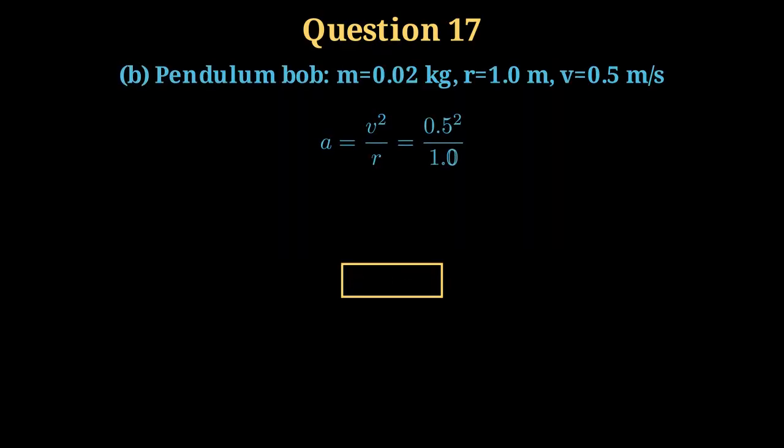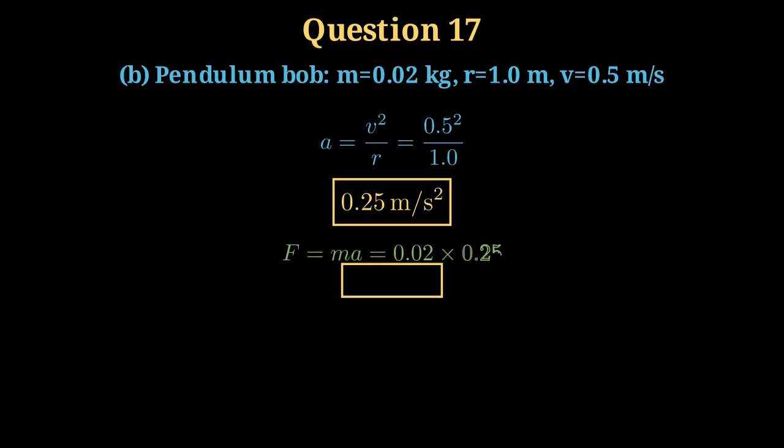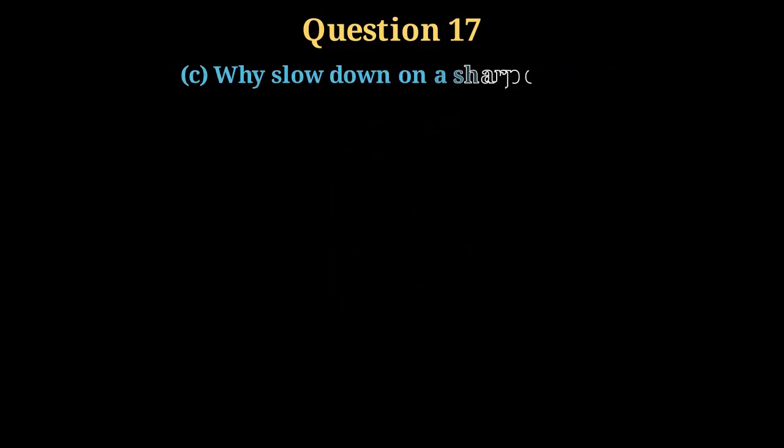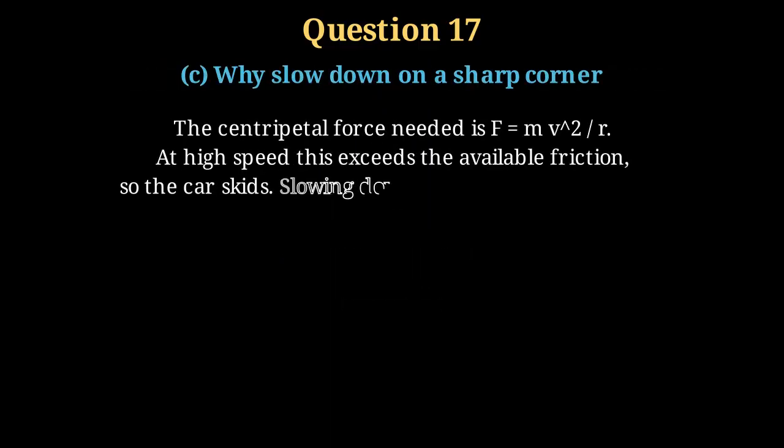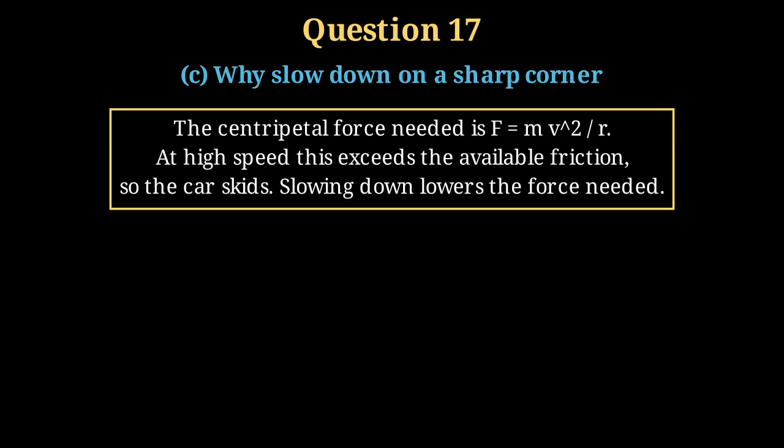Part B. A pendulum bob of mass 20 grams, that is 0.02 kilograms, moves on a radius of 1 meter at 0.5 meters per second. Centripetal acceleration A is v squared over r, which is 0.5 squared over 1, giving 0.25 meters per second squared. The centripetal force is mass times that acceleration. 0.02 times 0.25, which is 0.005 newtons.